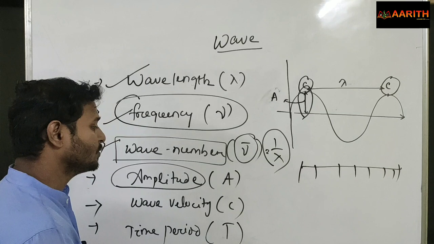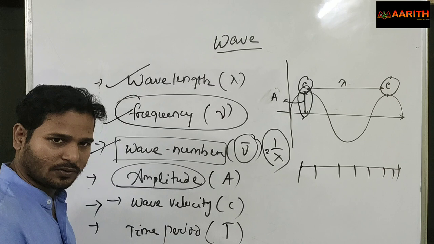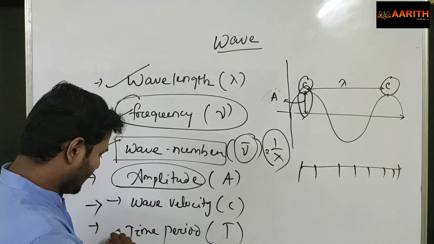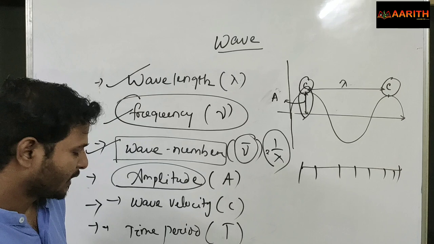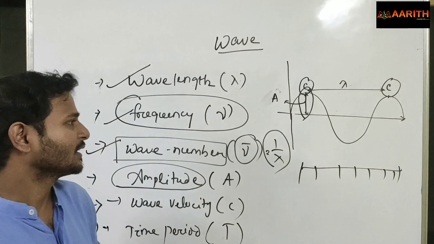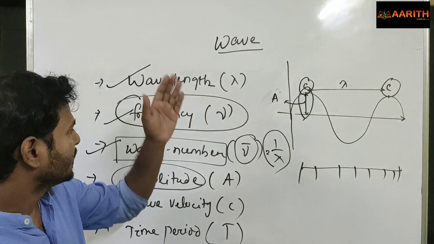And wave velocity: you know that this is the speed of a wave, in vacuum it is according to light. And the final one is time period, simply the time required for a single wave to pass through a point. So these are some characteristics of a wave. We discussed an electromagnetic wave: the wavelength, frequency, wave number, amplitude, wave velocity, and last one is time period.